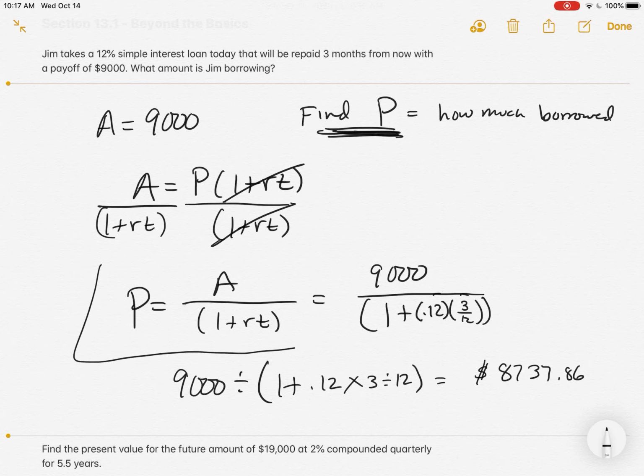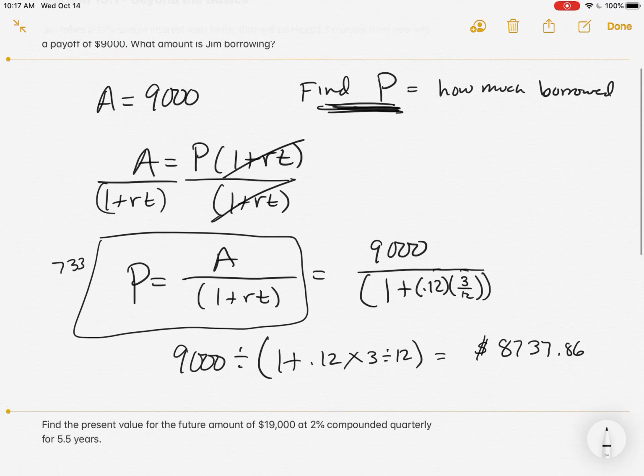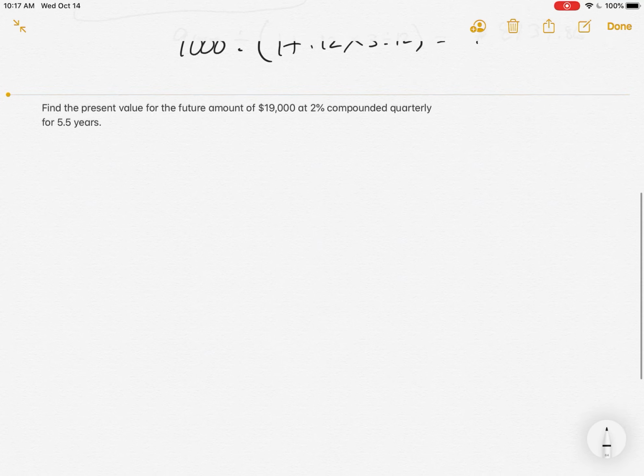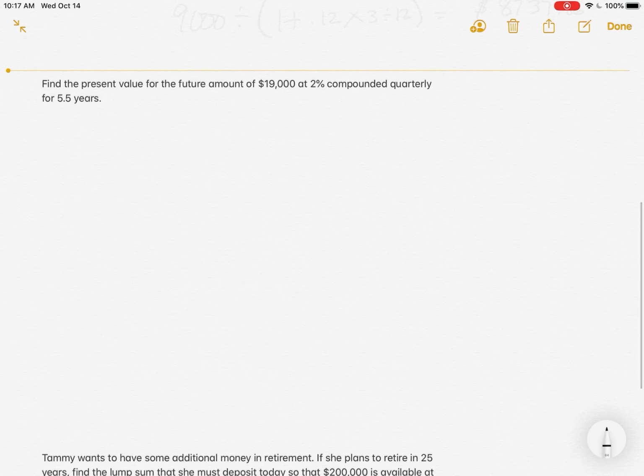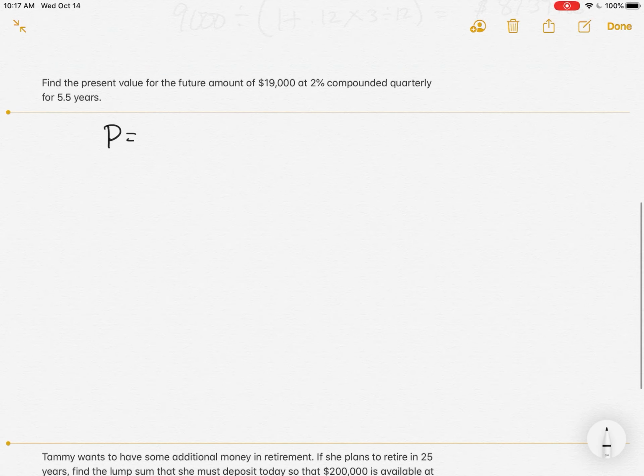So a good formula to write down is this one right here. They show that in the middle of page 733 in the text. So everything that we're doing is, as you know, represented in the text as well. So here they want to know the present value. So again, they want to know what P is, for the future amount of 19,000, so 19,000 in the end, we have 2% compounded quarterly for 5.5 years.